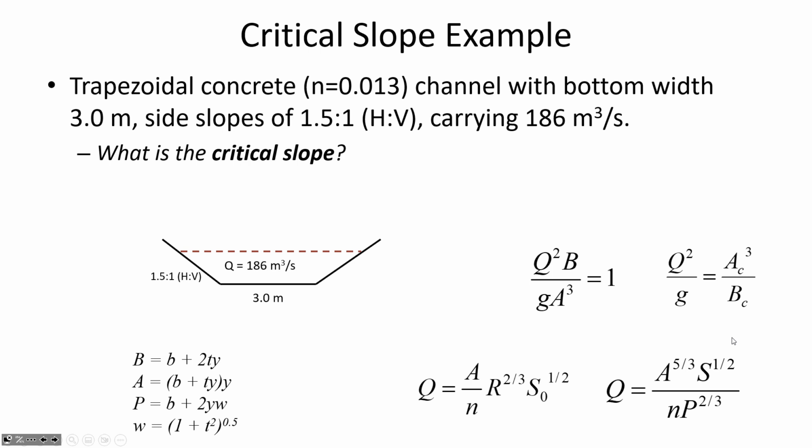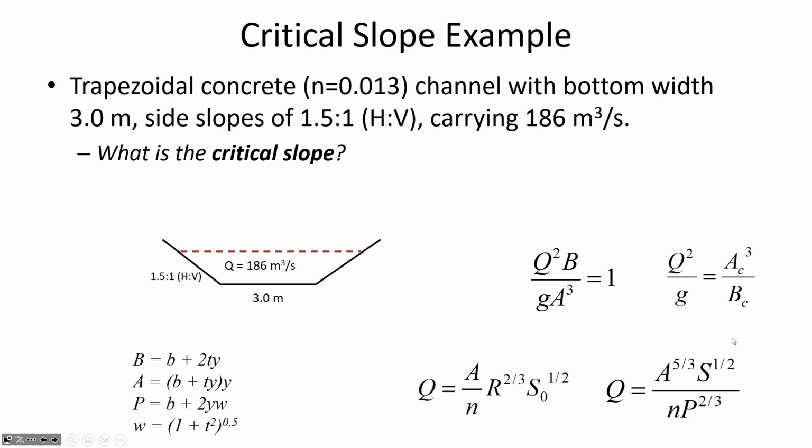and then we will substitute that into Manning's equation for the slope. So the side slopes being 1.5 to 1, that means that t, the parameter which is describing the side slopes, is 1.5. And so we've got a formula for the top width, cross-sectional area, the wetted perimeter, and then W, which is related to the wetted perimeter. So if we've got a t of 1.5, then that means that W is going to be 1 plus 1.5 squared to the 0.5 power, so it's 1.803.